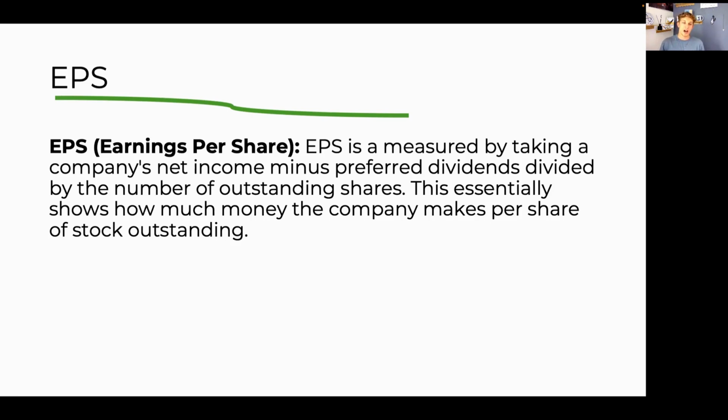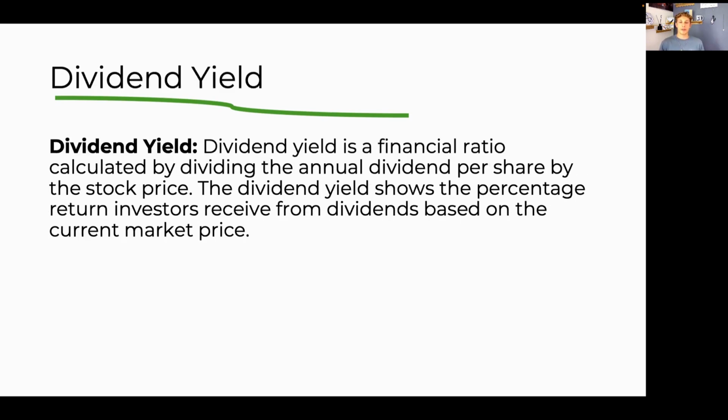So an EPS of $2 would tell you for every 1 share of stock, the company makes $2, right? So hopefully that makes sense. EPS, earnings per share. How much earnings is the company making divided by number of shares? Next up, we got dividend yield.